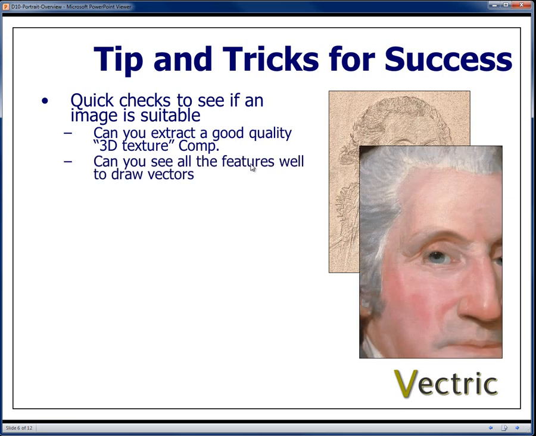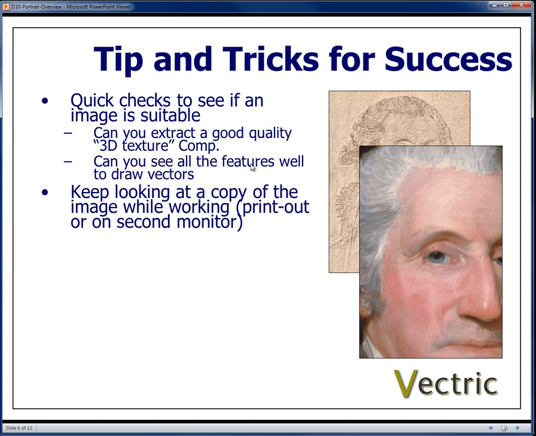Secondly, zoom in and take a look at the detail in the image to make sure that you can see it clearly enough to draw vectors over it. In this case, I zoomed in close on the face and made sure I could see the details around the eye and the nose and the mouth and the different areas as they related to each other to make sure I'd be able to draw these vectors clearly.